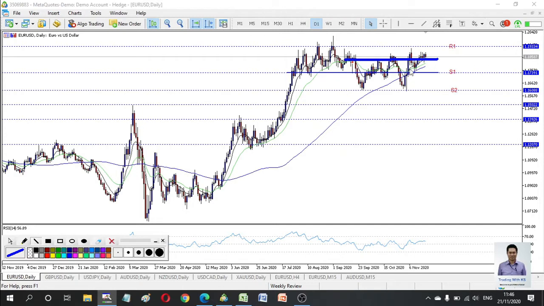So now the price is testing the neckline. The price came down, tested the neckline, came back up, and now it's testing the neckline again. If the price can be held above this neckline, then possibly the price will resume to complete a double bottom pattern.